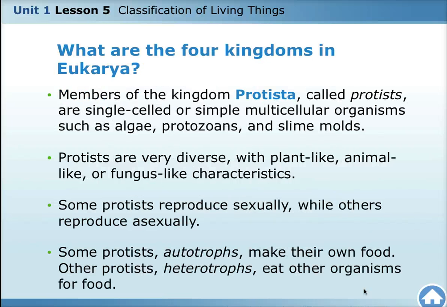Members of the kingdom Protista, called protists, are single-celled or simple multicellular organisms such as algae, protozoans, and slime molds. Protists are very diverse, with plant-like, animal-like, or fungus-like characteristics. Some protists reproduce sexually, while others reproduce asexually. Some protists, autotrophs, make their own food. Other protists, heterotrophs, eat other organisms for food.